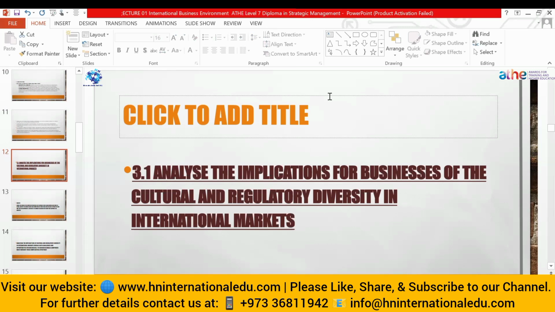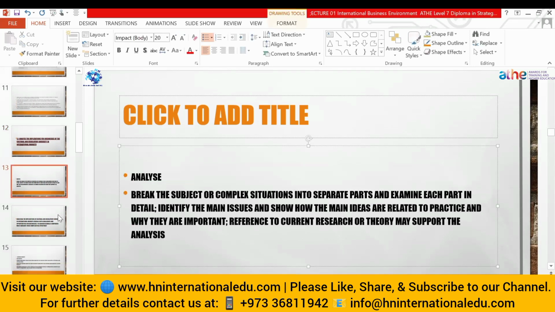Assessment criteria 3.1. Analyze the implications for businesses of the cultural and regulatory diversity in the international market. Again, you need to focus on the command verb, that is analyze in detail. Other than the word analyze, the main writing style is always the intro, main body text, and conclusion. The question is about the implications for the organizations or the businesses, specifically for the cultural and regulatory diversity. This is the key word here, the question for the international markets. This is what the word analyze means.